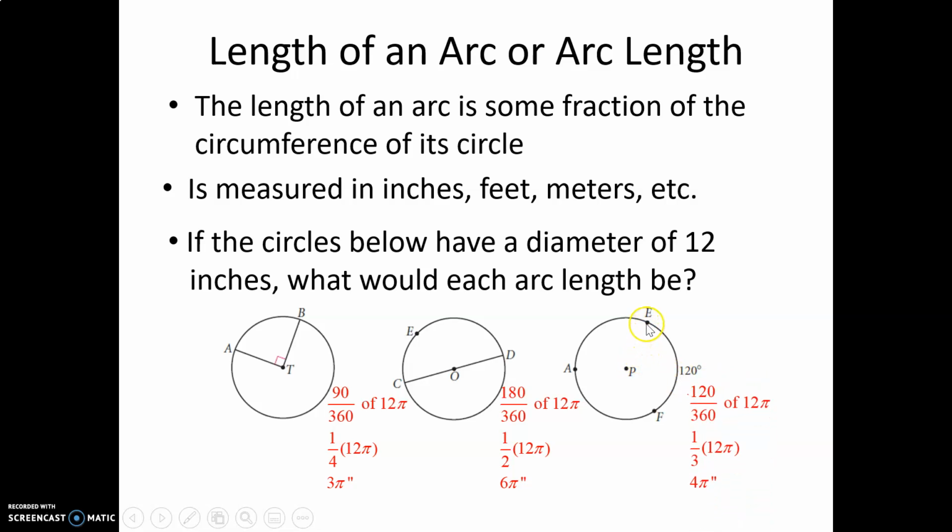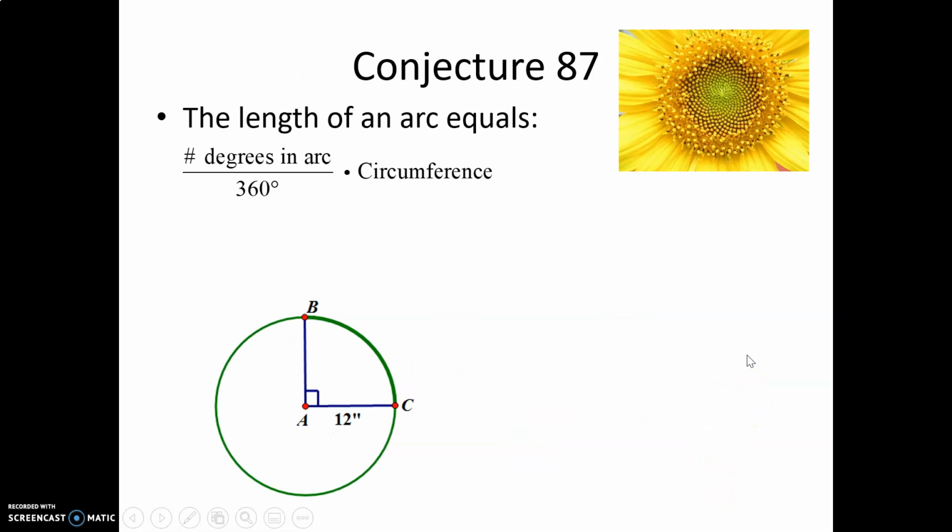And 120 degrees in this arc, so that is 120/360ths of the diameter times pi, which is the circumference. So I have 1/3 times the circumference of 12 pi, which is 4 pi.